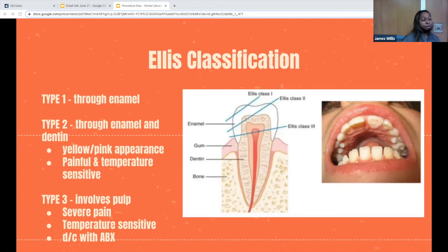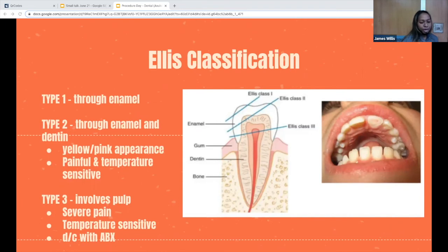There's considerable risk for abscess formation with this fracture. You should again cover the exposed pulp with calcium hydroxide. You should warn the patient that they may need a root canal for this type of fracture. Pulp necrosis is pretty high, 10 to 30%. They'll have severe pain and be temperature sensitive. This is a dental emergency. You should really call the on-call dentist for this. They should be seen within 24 hours, and this patient should be discharged with antibiotics.